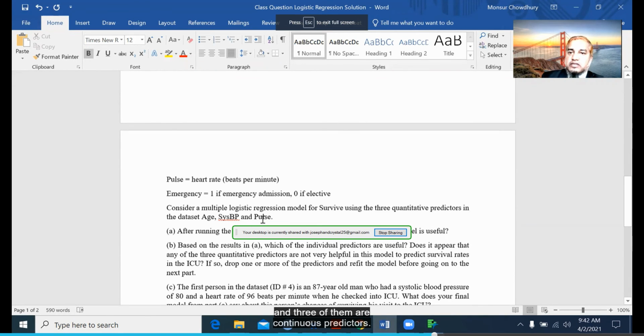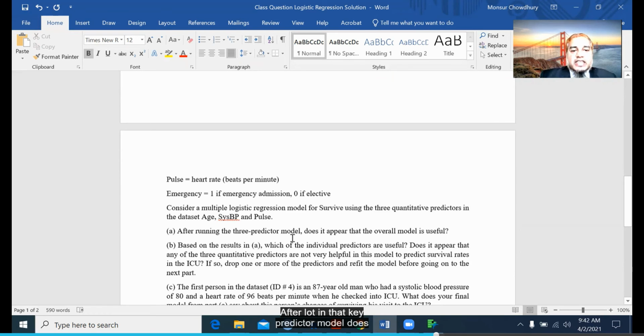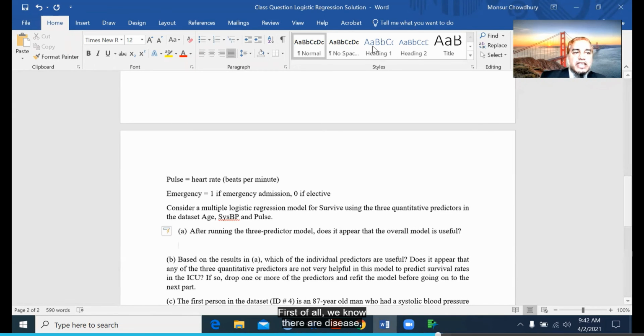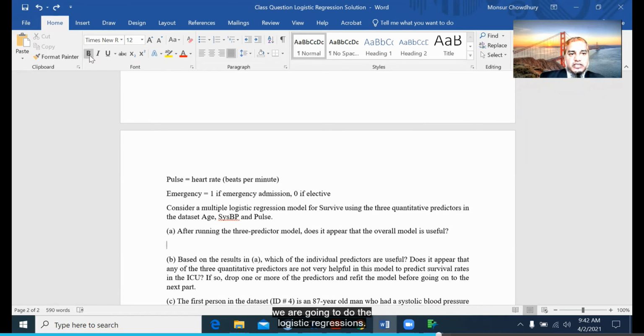All three of them are continuous predictors, but our response variable is categorical, with two categories. So after running the three-predictor model, does it appear that the overall model is useful or not? We need to answer this question. First of all, we know that we are going to do logistic regression. Why? Because our response variable is categorical. So let's do this part.